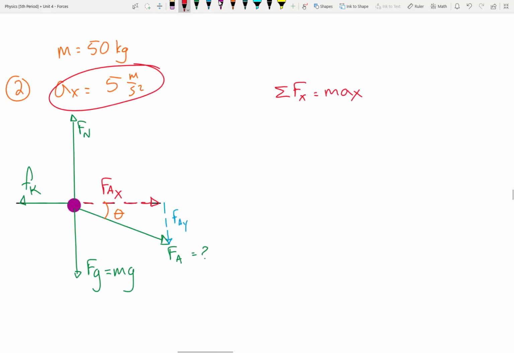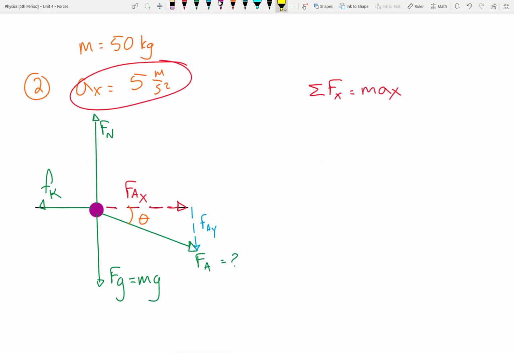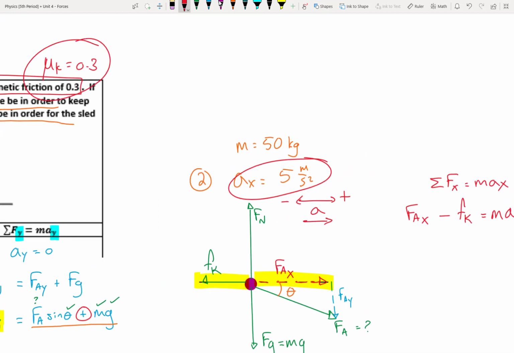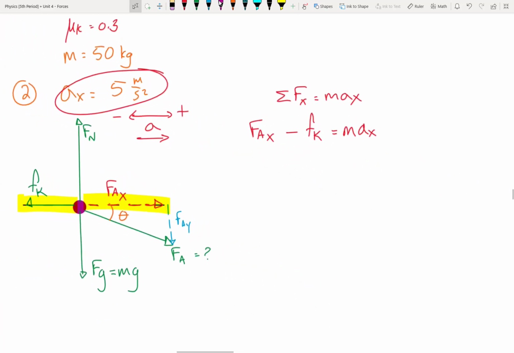Okay, so in the x direction, I've got Fax, I've got Fk, but I'm going to have an acceleration to the right. I call that the positive direction. And so that means that Fa in the x direction minus Fk, kinetic friction, is going to be equal to Max. And I know the mass, I know the acceleration, positive 5 meters per second squared. And we're trying to figure out what Fa is, once again. Let's remind ourselves we also know mu k. That's still part of the problem, so mu k is 0.3. We used that in the previous part as well.